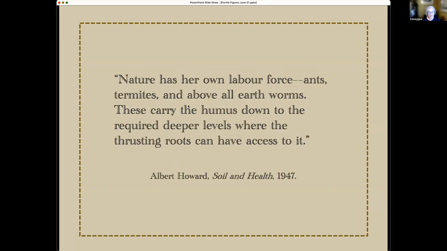Writing in 1947, Albert Howard, sometimes called the father of compost, advised that nature has her own labor force: ants, termites, and above all, earthworms. These carry the humus down to the required deeper levels where the thrusting roots can have access to it. Howard celebrates the lowly earthworm as the great conditioner of the food materials for healthy crops. Earthworms are actively at work, he writes, and their work is a productive form of consumption. Actually, he says, the earthworm eats of the humus and of the soil and passes them through its body, leaving behind the casts, which are really enriched earth, perfectly conditioned for the use of plants.